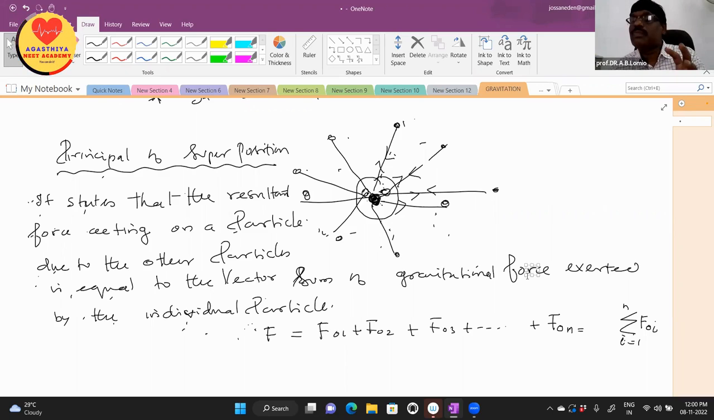Resultant force is the total force exerted by all the masses on the reference mass. I'm taking the reference mass, say O. Okay. Now we are going to solve one problem.